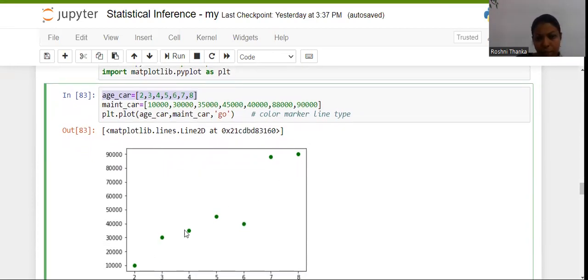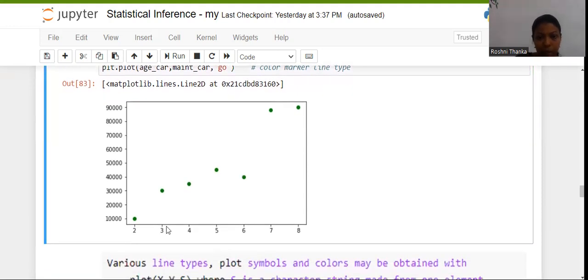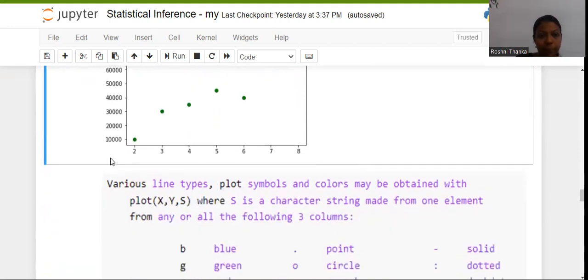So from this itself we can understand, right? This is the age of the car. As the age of the car increases, you can see the maintenance is also increasing.